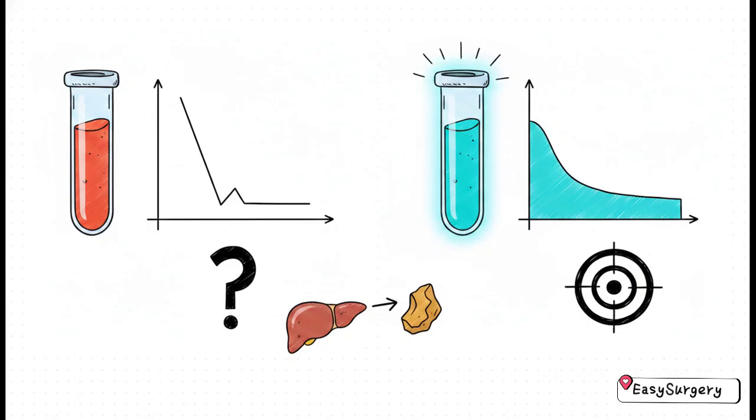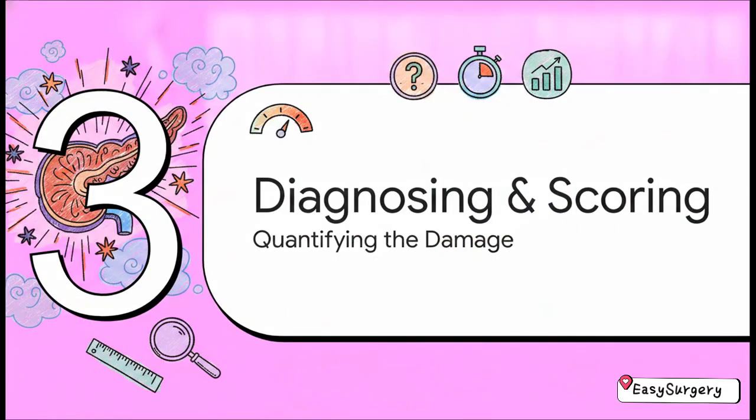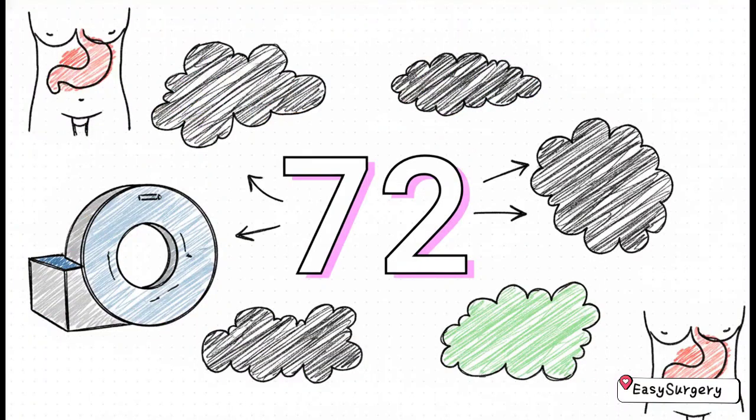Also, pro tip, if their liver enzymes are elevated too, that's your giant flashing clue that a gallstone is the culprit. All right, Section 3, diagnosing and scoring severity. We've got to quantify the damage. To actually get a handle on this condition, we first need to measure exactly how bad this internal explosion is.